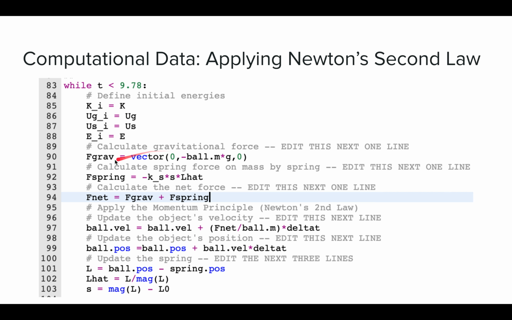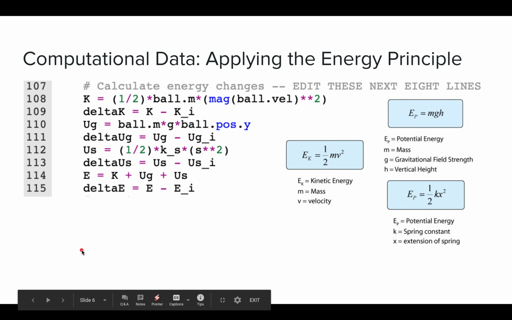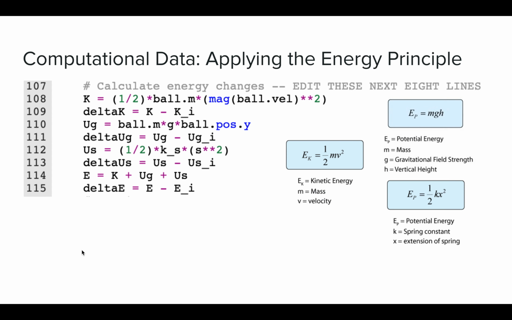Going on, we then apply Newton's second law by updating the velocity and position of the ball, where the forces were gravity that acts in the negative y direction and the spring force that acts in the x and y direction, and together these make up the net force, and we use this to update the ball's velocity and then the position. We then apply the energy principle in order to graph the kinetic, gravitational, and spring potential energy.